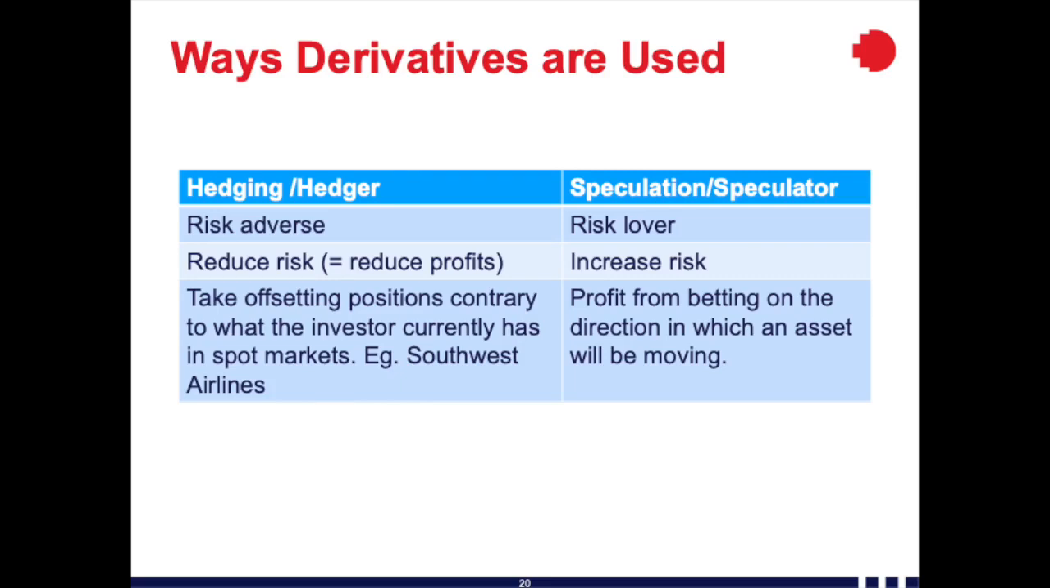Okay, so you are betting that the price of the asset will go up or go down, and if the move matches your expectation, then the gain will be made. All right, that is speculation. So the speculators, they are the risk lovers, right? They want to increase risk so that they can increase the profit. That's the difference between speculation and hedging. One side is risk averse, wanting to reduce risk. The other side is the risk lover, wanting to increase risk.